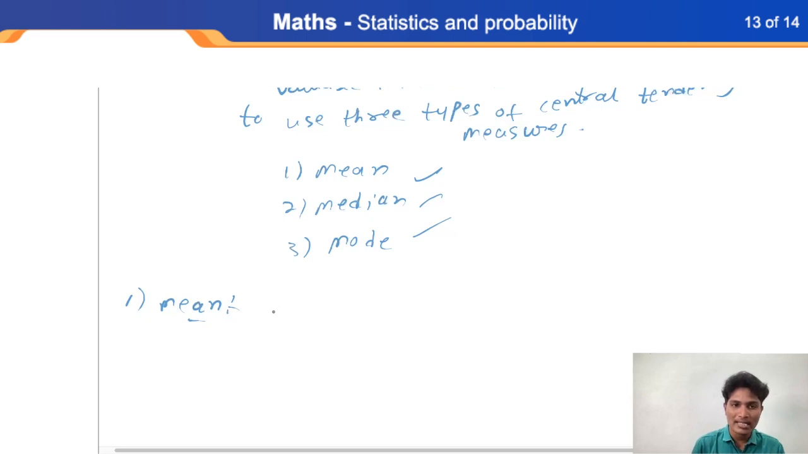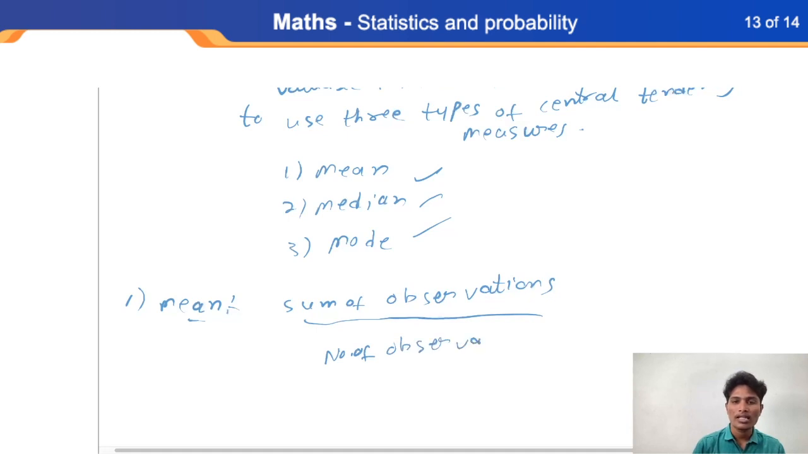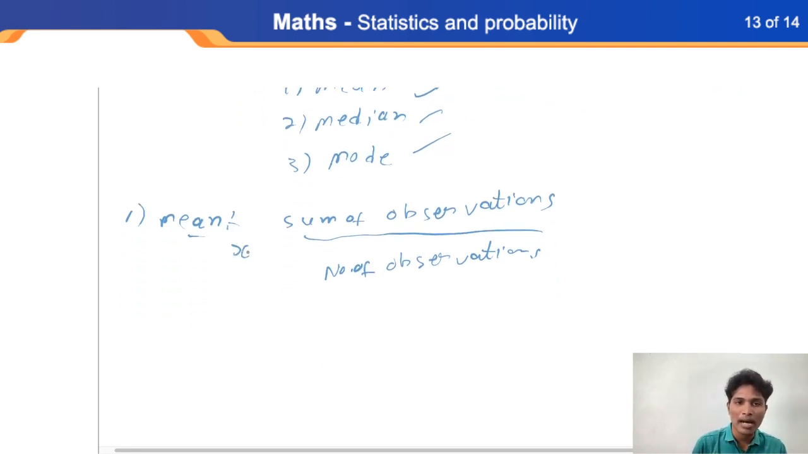The mean is nothing but the sum of observations divided by the number of observations. This is called mean. What is mean? Sum of observations divided by number of observations, and it is denoted by x bar. X bar is nothing but the sum of observations divided by the number of observations, and it is called the mean.